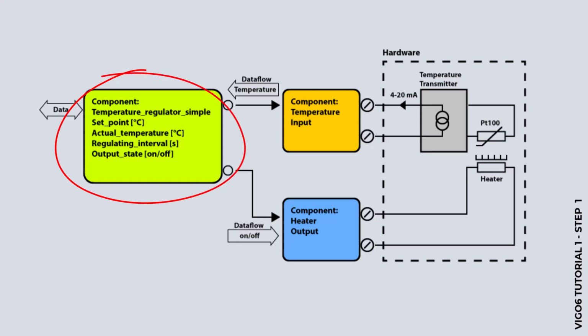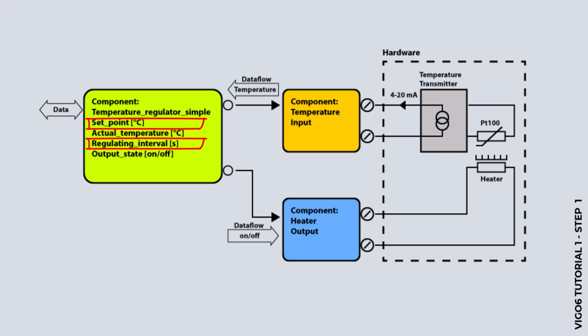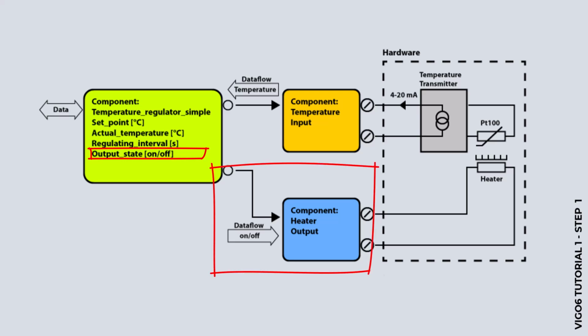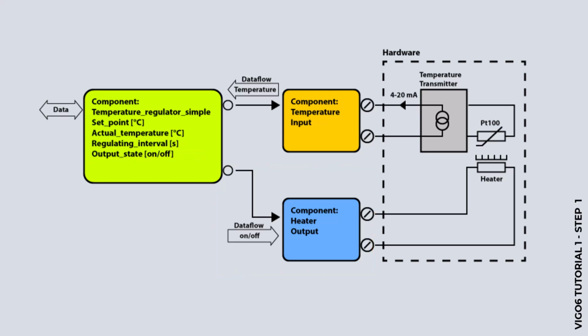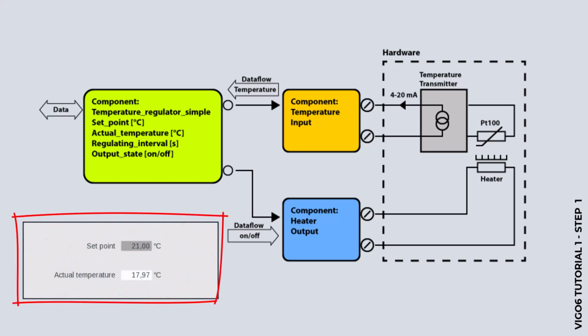The regulator component must contain a temperature set point and a regulating interval set point. The regulation is a simple on-off controller. When the temperature is below the set point, the component enables the output, connected to the heating element. When the temperature is above the set point, the output turns off. The regulating interval is controlled by a timer. The visualization must show the current temperature and a set point that can be changed by the operator.